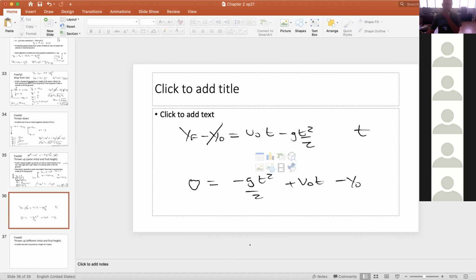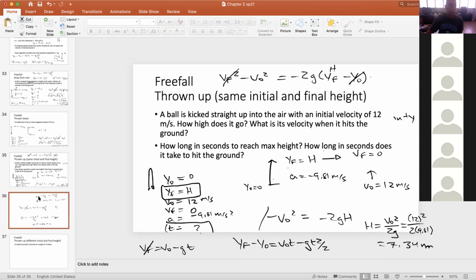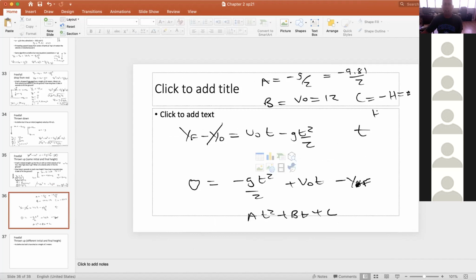Moving this over and solving for 0, now we get a t squared plus bt plus c, where a is minus g over 2, or minus 9.81 over 2. B is v naught, which we said was 12, and c is negative y final, which is negative h, which we said was 7.34 meters. So c is negative 7.34 meters.